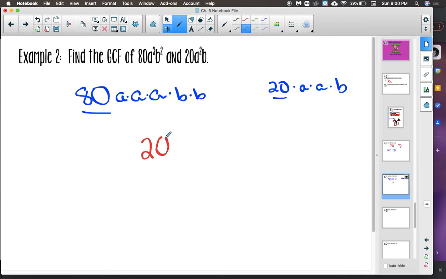20 is a factor of both 20 and 80. Now we need to find the GCF of the variable parts. So two a's show up in both of my variable parts. That means I've got to put a squared in my GCF, because a times a is a squared. But we only have one b that shows up in both of our variable parts, so I'm only going to put one b in my GCF. Remember, the greatest common factor is what shows up in both of those terms or monomials. Okay?